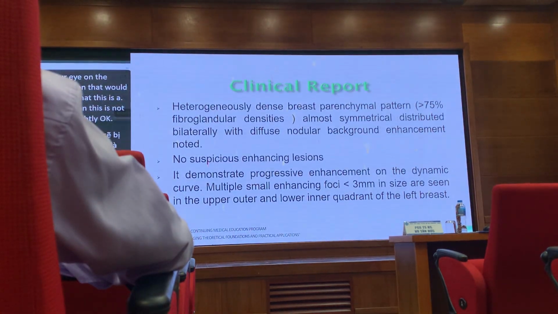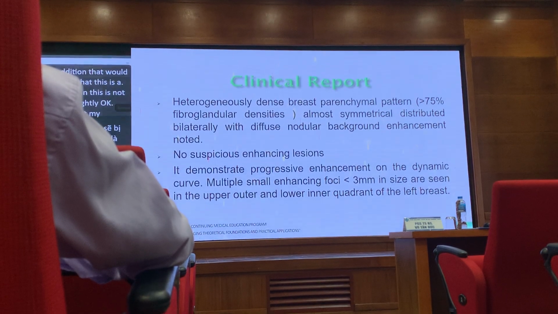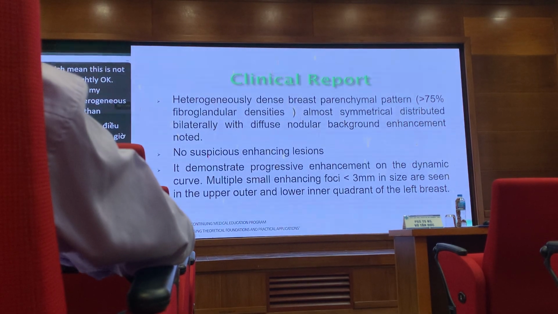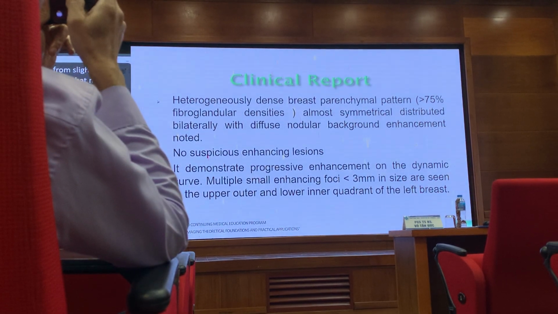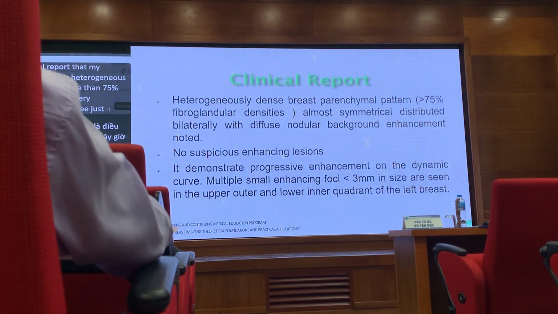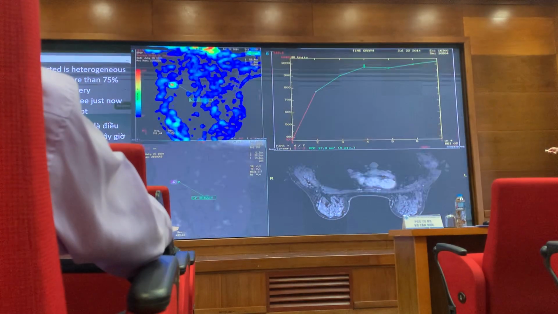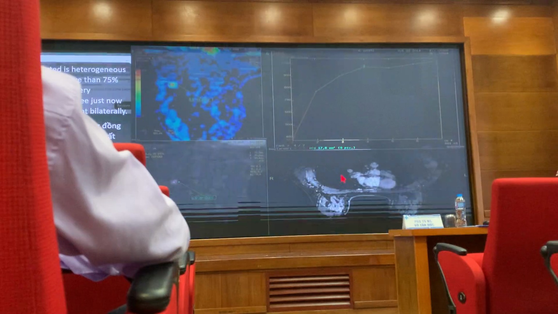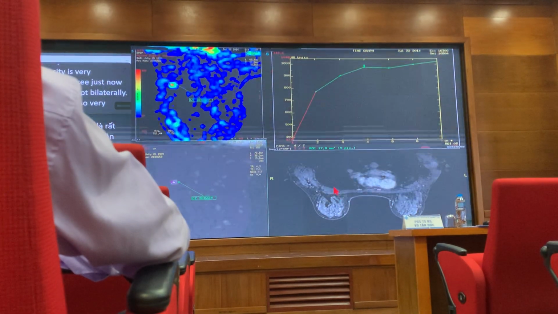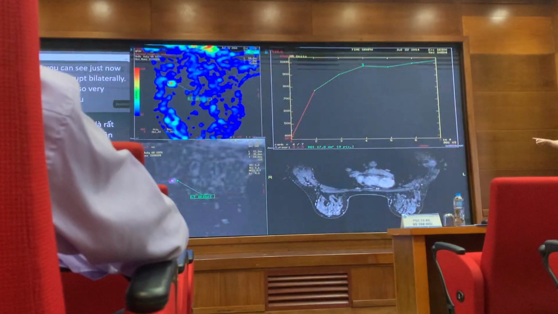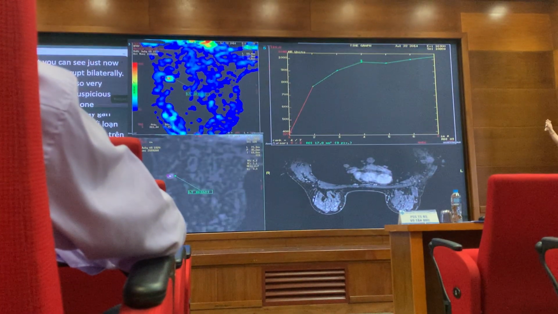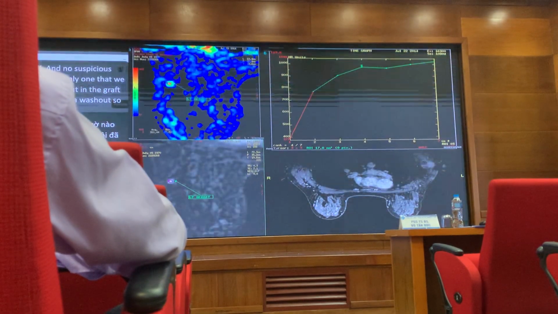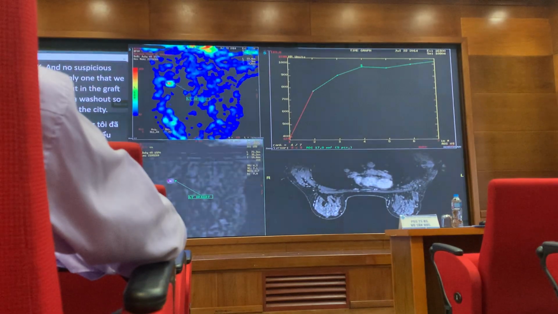The clinical report that my radiologist reported is heterogeneous dense breast parenchyma pattern. More than 75% fibroglandular density is a very dense breast, that you can see just now. Almost symmetrical distribution bilaterally. So both breasts are very dense. No suspicious enhancing lesion. It's only one that we detected, and we also put it in the graph. It doesn't show washout, so most likely it is not malignancy. It demonstrates progressive enhancement on the dynamic curve.